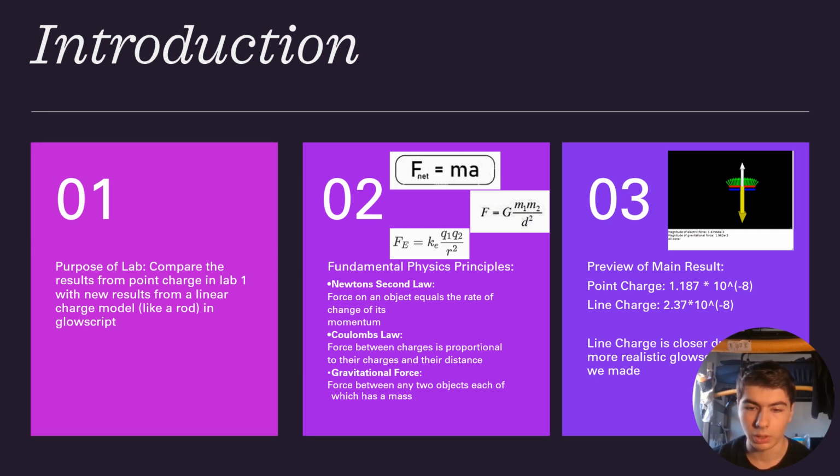And the preview of our main result is that the point charge gave less of a charge than the line charge, and that's because the line charge is more realistic, more like a tape, whereas with the point charge we're just approximating, when it's really a tape.